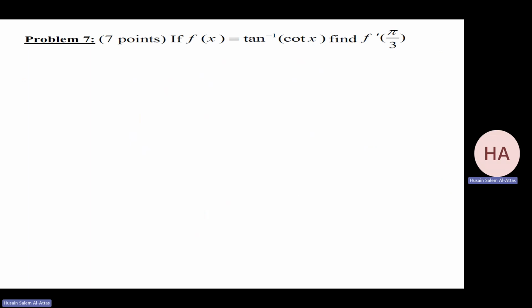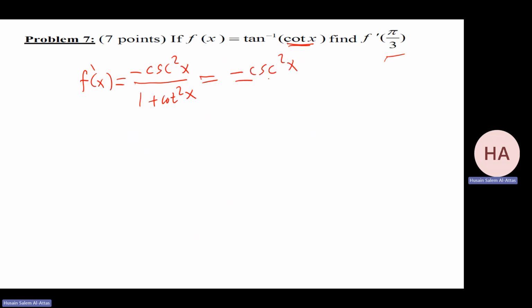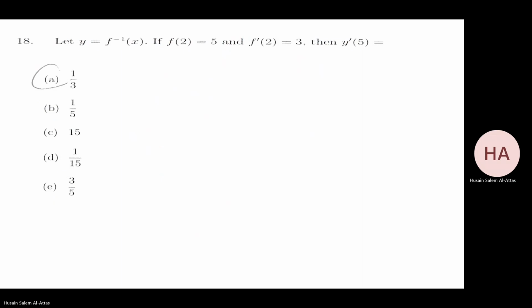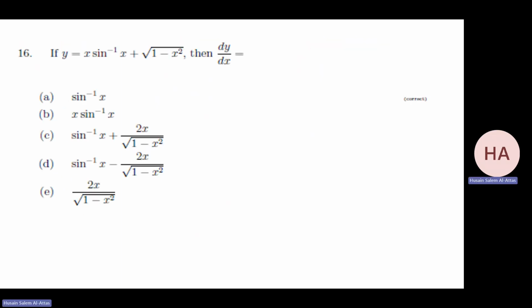If x equal this, find f prime at pi over 3. What will be that? f prime of x will be 1 over 1 plus cotangent square, times the derivative of this, which is minus cosecant square. And that actually we did before. It will be minus cosecant square over cosecant square, and that will be minus 1. So f prime actually at any point is equal to minus 1. Yeah. Let me do this one, then I will stop. I think we did it before. No, we did something else. Okay, let me do it now.